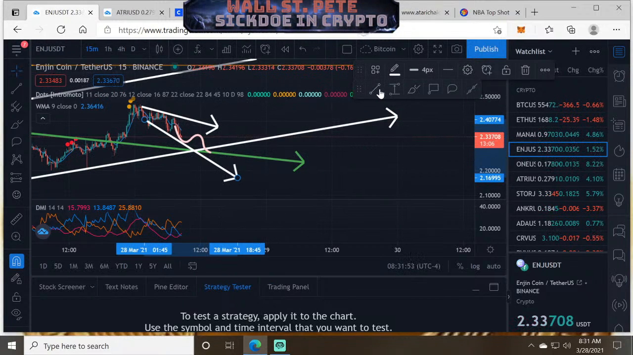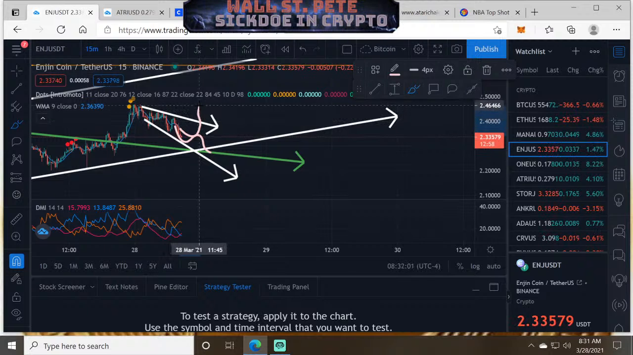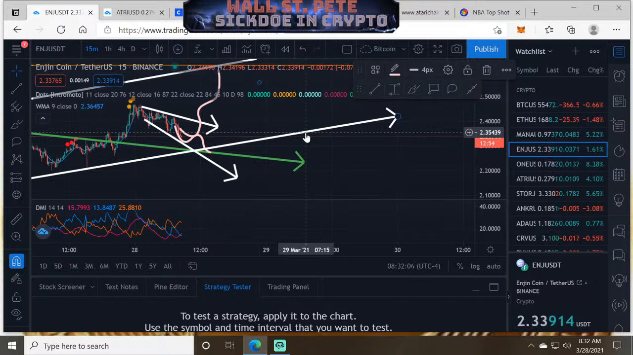Wall Street Pete, Sicto in crypto. You're going to see this curve, and it's going to do this. And then it's going to test the price of 241, 245 again, and then we're going to get our breakthrough, and we're all going to be dancing. And we're going to start our engines.